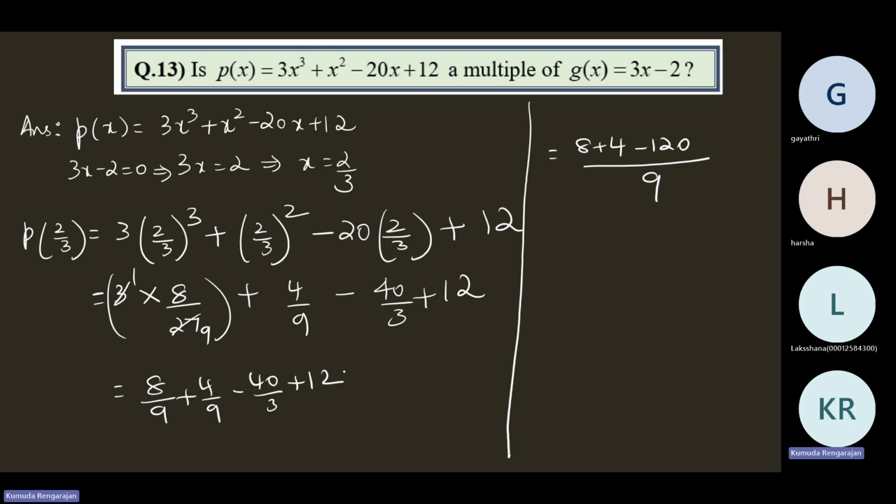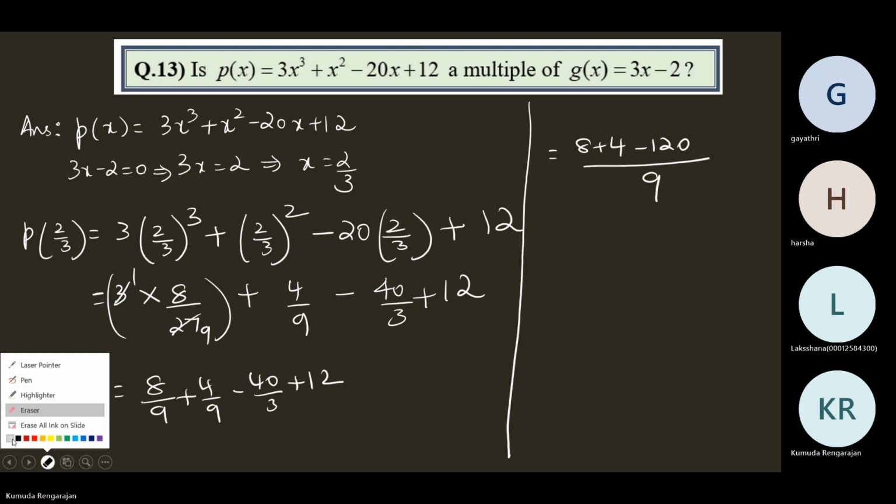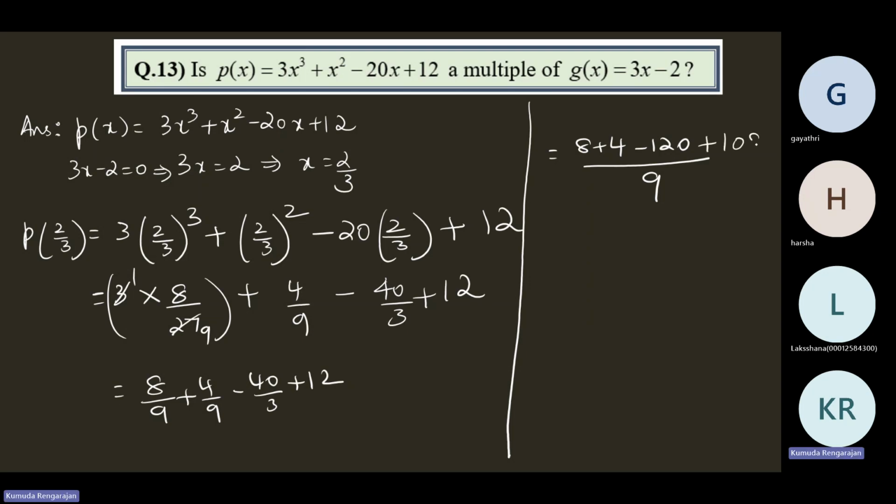So we multiply by 3, because the LCM is 9, and here 12 by 1 is there, so we should multiply 12 with what? 9. Yeah, that's 12 nines, 108. So now what is 8 plus 4? 12 minus 120.